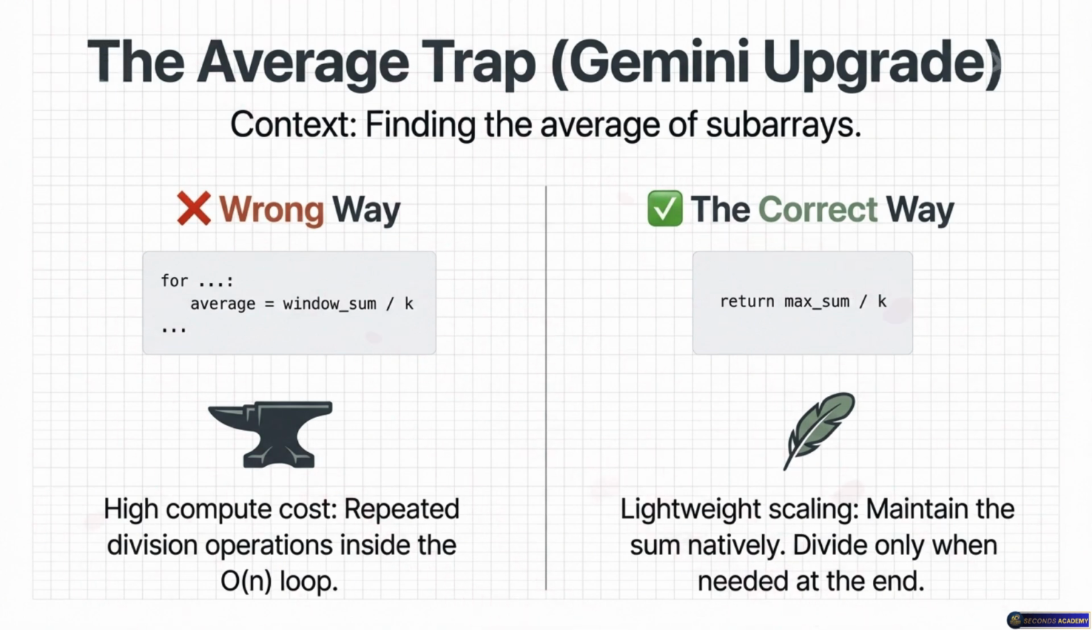Why is division so evil inside a loop? It's all about CPU cycles. Basic integer addition or subtraction are incredibly fast for the arithmetic logic unit. They take like a single clock cycle. Super fast. Right.